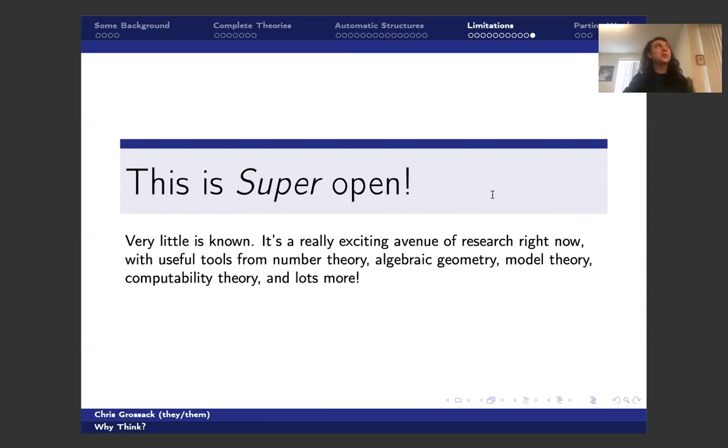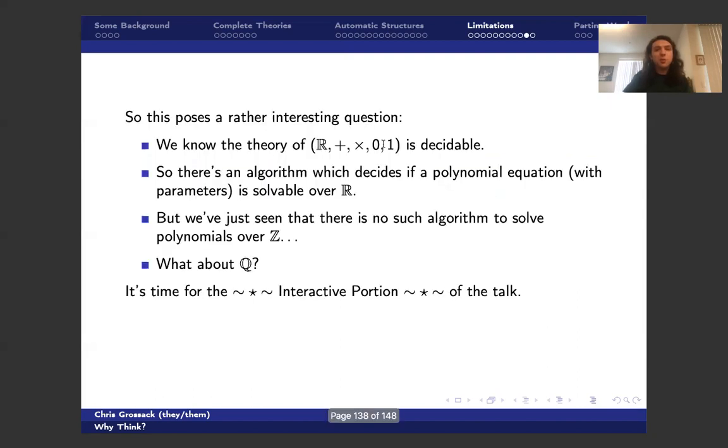The other really famous open problem in decidability is this: we know about the real numbers with plus, times, 0, and 1. What if we add exponentiation to this? So we now allow ourselves to take e to the x as well. Is that theory decidable? It turns out that's also super open. That's a problem due to Tarski from about 100 years ago.